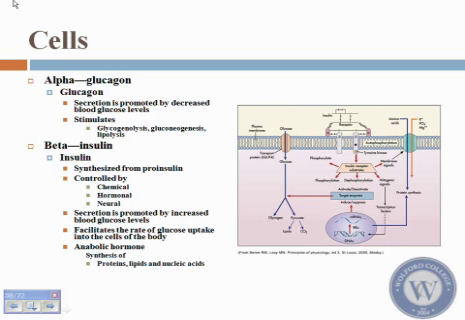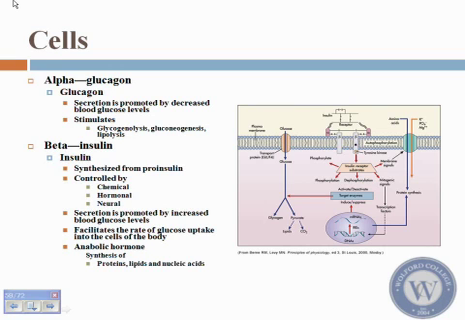Glucagon is secreted and promoted by decreased blood glucose levels. It stimulates glycogenolysis, gluconeogenesis, and lipolysis. In other words, it basically drives sugar levels up, which is usually in a state where you're not taking in adequate nutrition. Glucagon is usually released as a consequence to drive the sugar levels up.